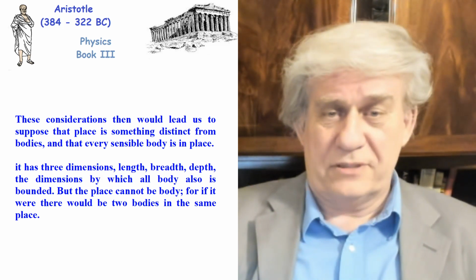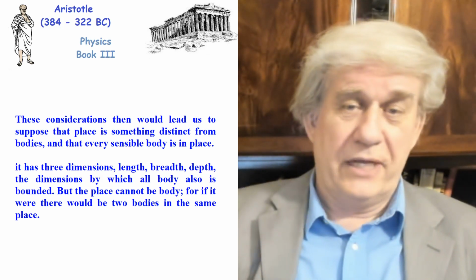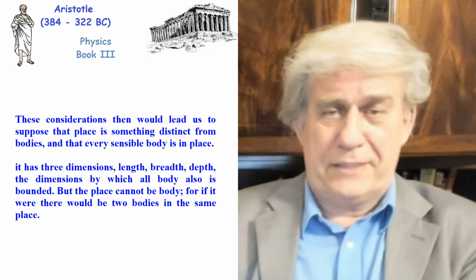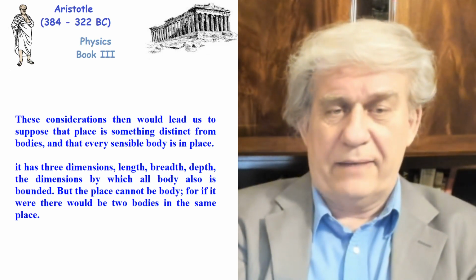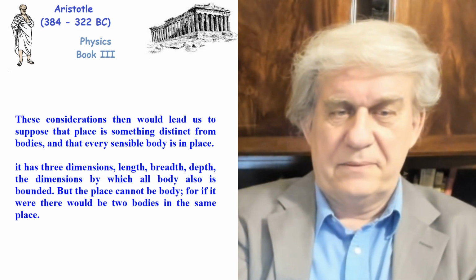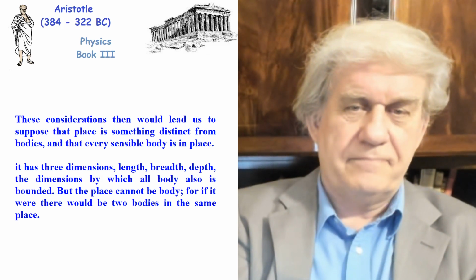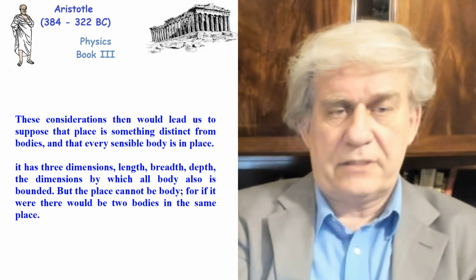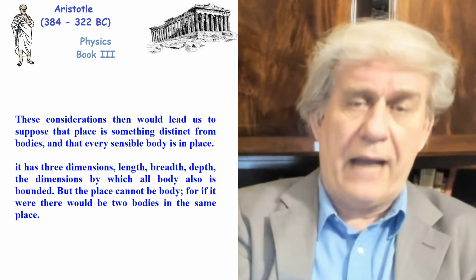It has 3 dimensions. Place has 3 dimensions because, you know, you can't have 2 dimensions or no dimension. You have to have some kind of dimensions in that hole so that a body can occupy it. This is the sense he has, okay? Length, breadth, and depth. Again, breadth and depth are vectors. They have nothing to do with length, and length has nothing to do with these vectors. Length is a dimension. It should be paired against width and height. Okay, those are the 3 dimensions. Breadth and depth and elevation, they're vectors. Okay, the dimensions by which all body also is bounded, okay?